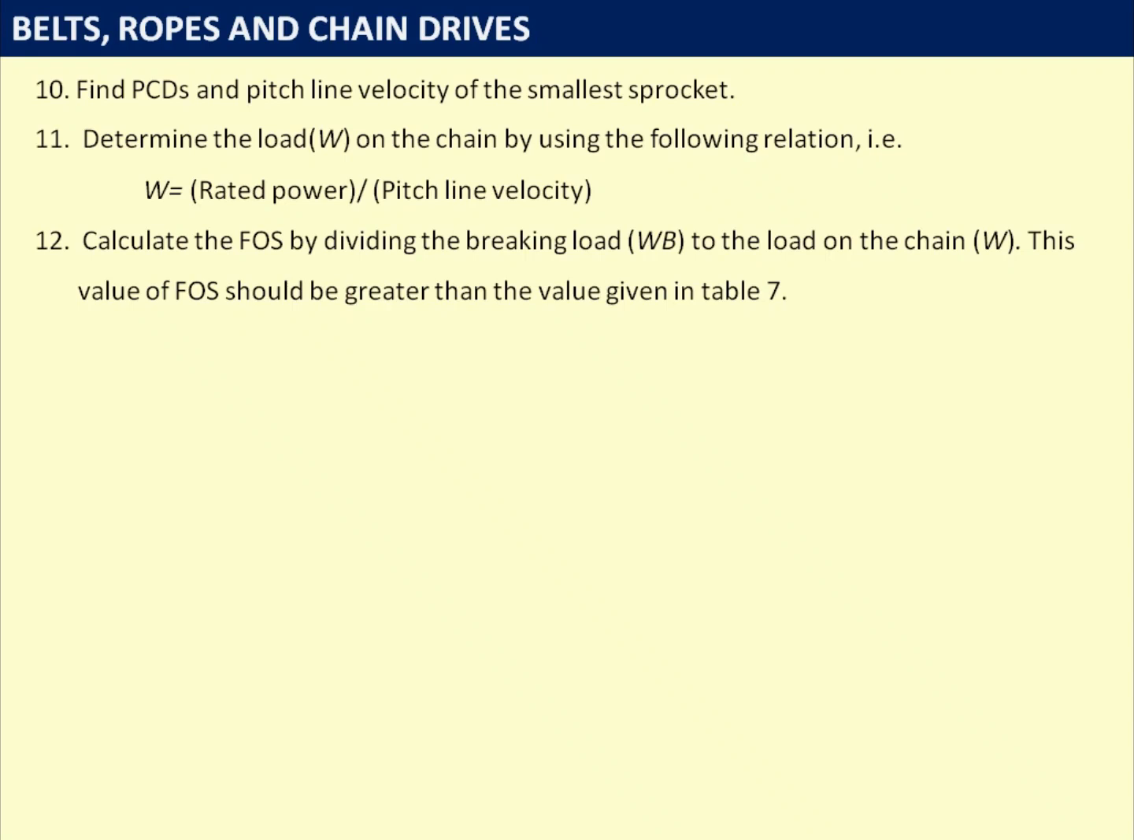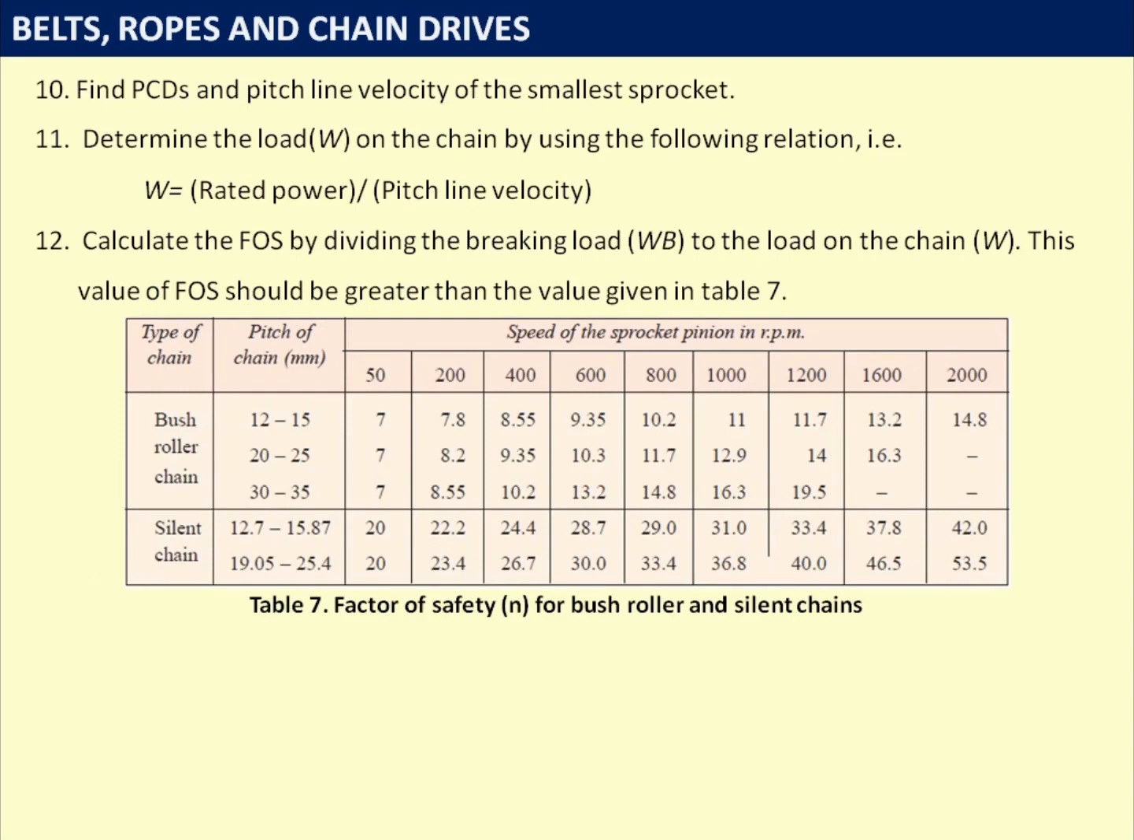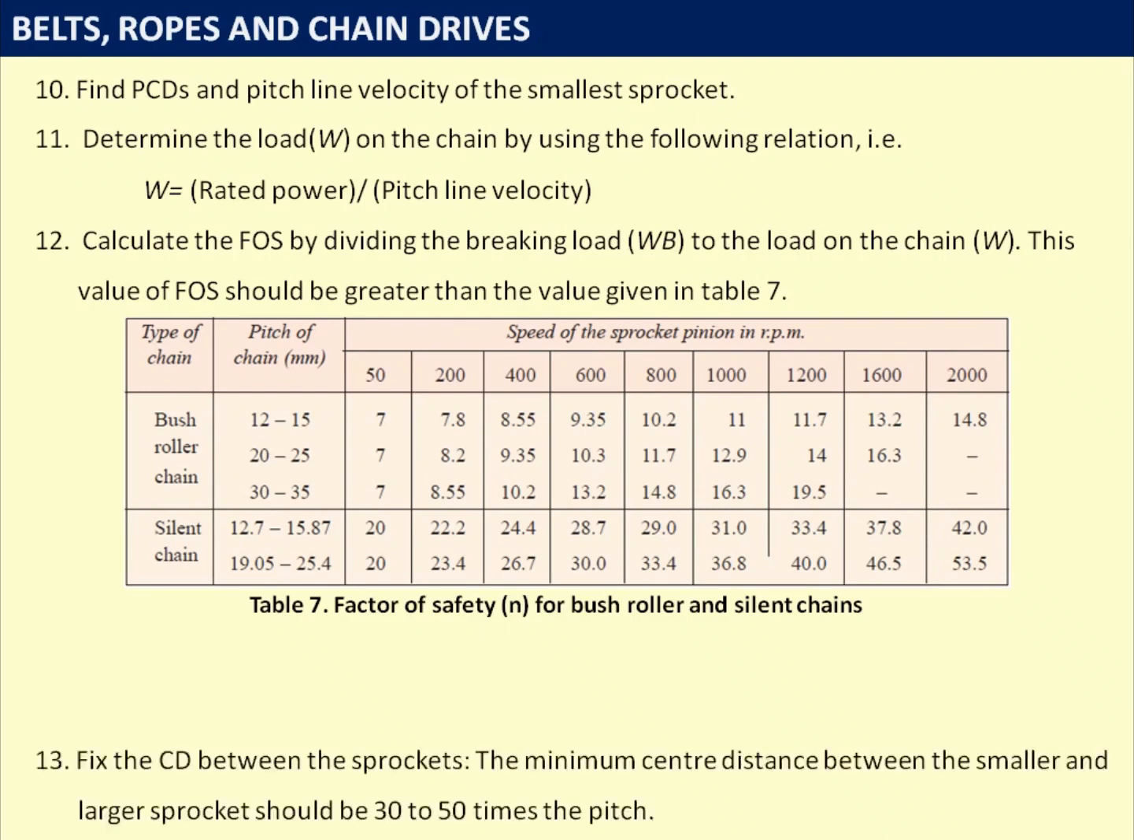This value of factor of safety should be greater than the value given in Table 7. This table lists the various factor of safety values for the type of chain and pitch of chain with speed of the sprocket pinion. Using this table we have to first find out the minimum factor of safety required, and then check whether the factor of safety we have got is greater than this value.